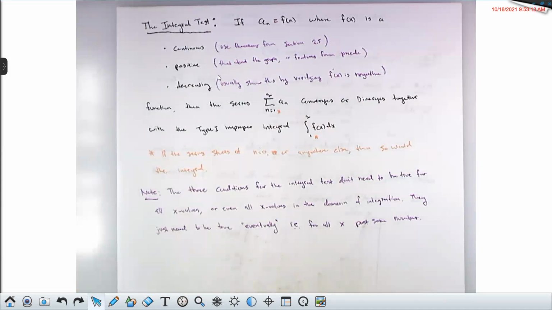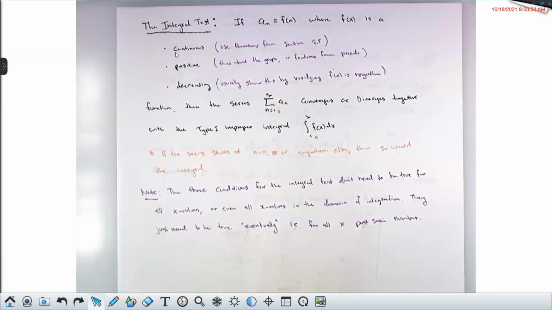So if your function is sometimes positive and sometimes negative for x's that are small, but then eventually for all x's, say greater than 10, your function is positive, that's okay. Or if your function isn't always decreasing, but at some x value, it starts decreasing and it stays decreasing forever after, that's good enough. So these three conditions don't need to be satisfied for every x value. They don't even need to be satisfied for every x value from 1 or wherever to infinity. They just need to be true from somewhere to infinity.